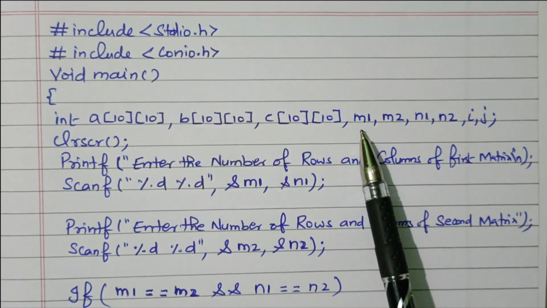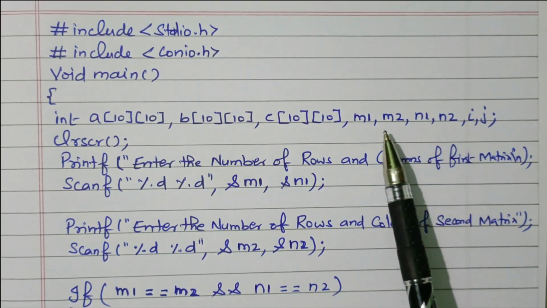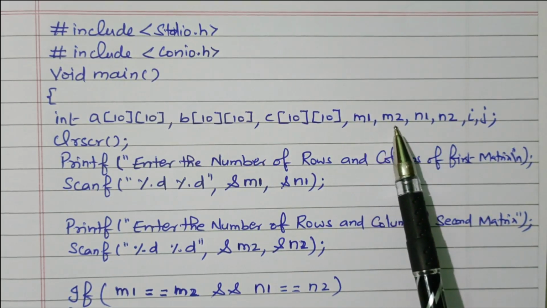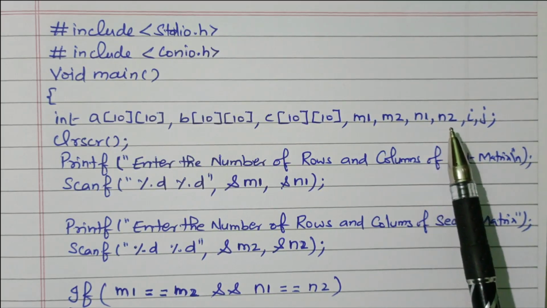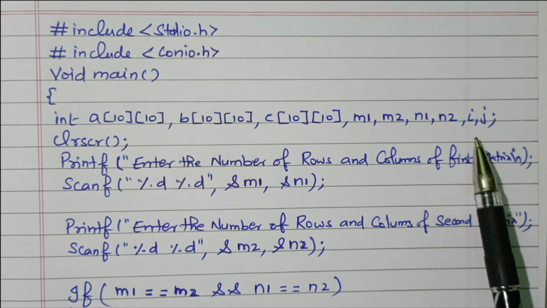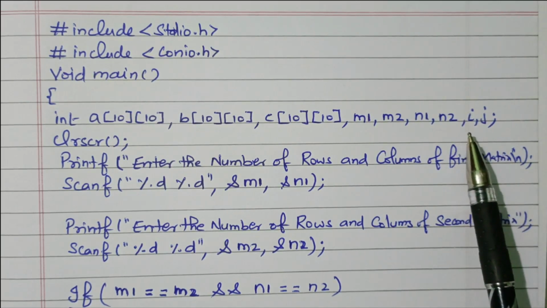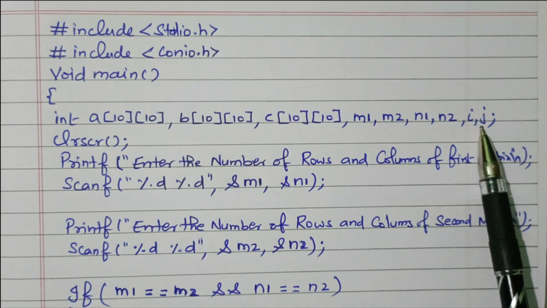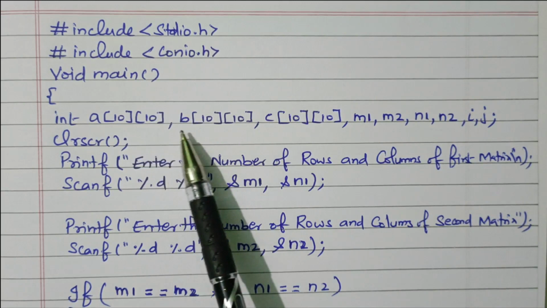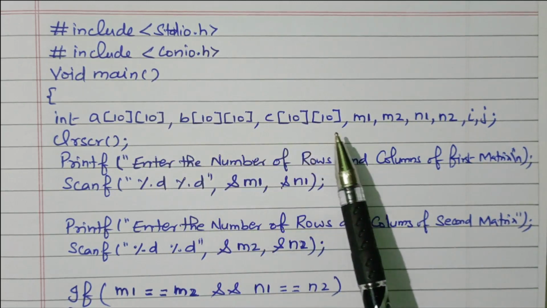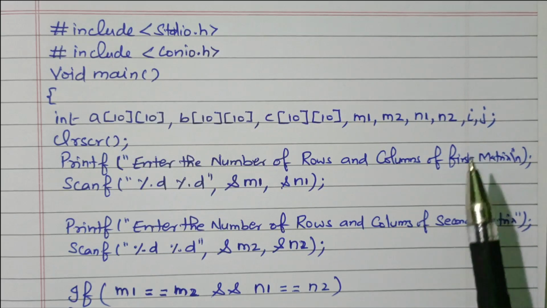This is the number of rows and columns, M1, M2, N1, N2. M1, M2 are the row sizes of the first matrix and second matrix, and N1, N2 are the column sizes of the first matrix and second matrix. We already discussed that a for loop is needed. 2 loops are needed in order to vary the row and column, so we declare 2 variables i, j. Right? So the first matrix, second matrix, resultant matrix, row size, column size, and variables for the loop.